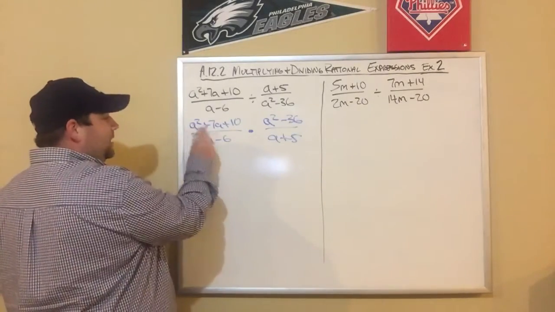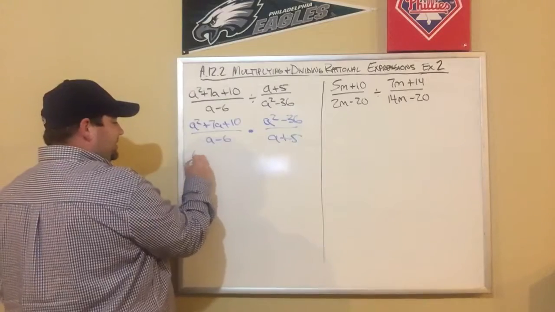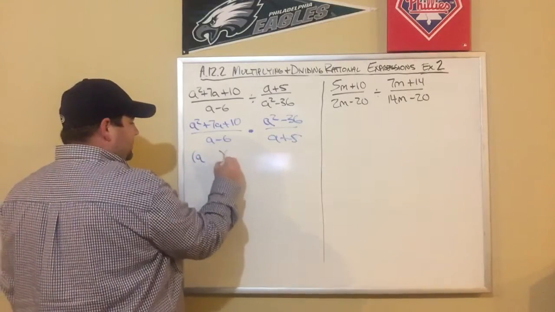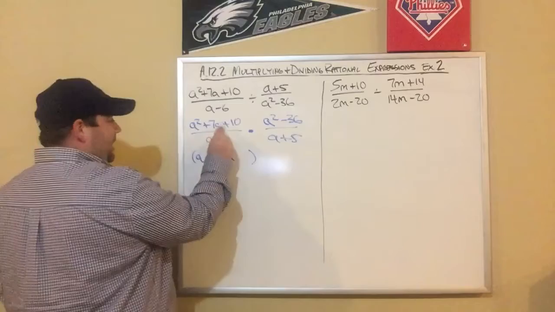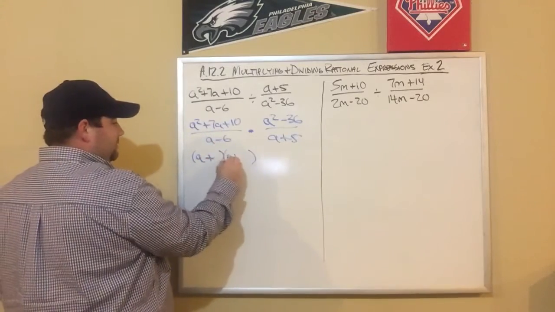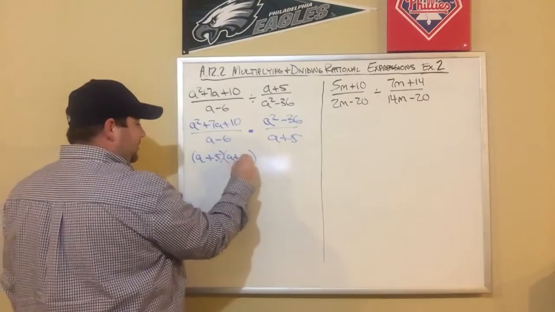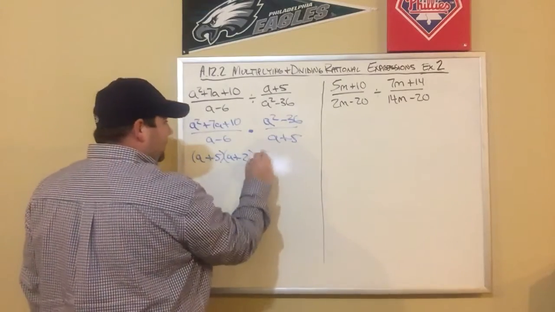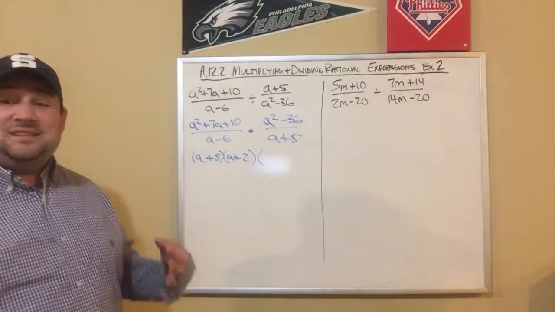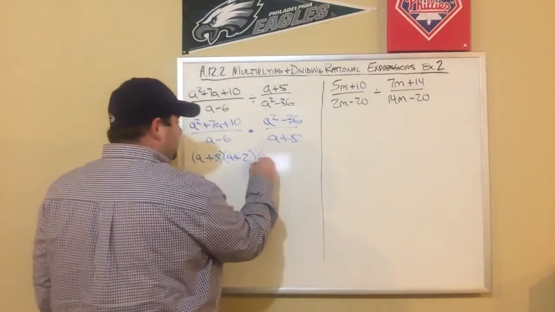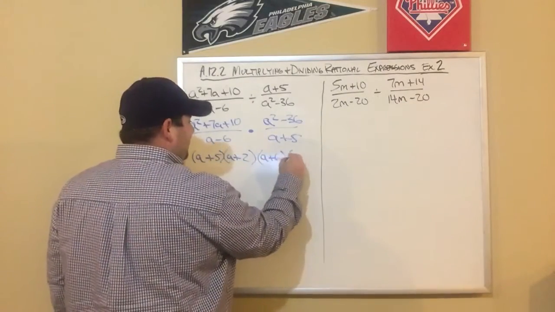So at the top here, a squared plus 7a plus 10, I'm going to look at that. It's going to be a and a, plus, plus. 5 times 2 is 10, 5 plus 2 is 7, so that'll be 5 and that'll be 2. Then over here, a squared minus 36 is a difference of squares, so that's going to be a plus 6, a minus 6.